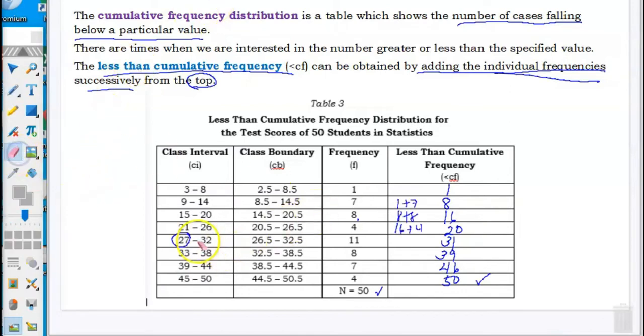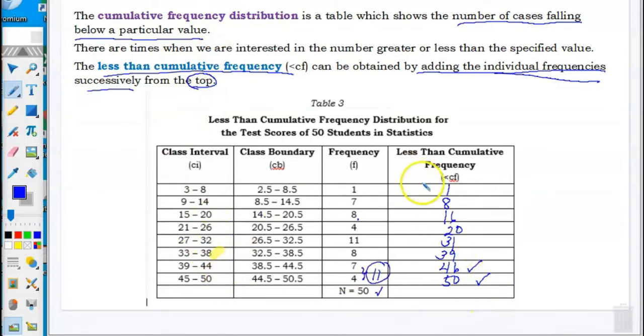Okay. Next, less than cumulative frequency. If I ask you, how many scores got lower than 27? I would look at the class interval 26, and that would mean 20 scores are lower than 27. So that's how we go about it. But what if the question is, how many scores got higher than 38? If I rely on these values, the value would be 46, which is unlikely, because there are only 7 plus 4. There are only 11 cases that are higher than 38.